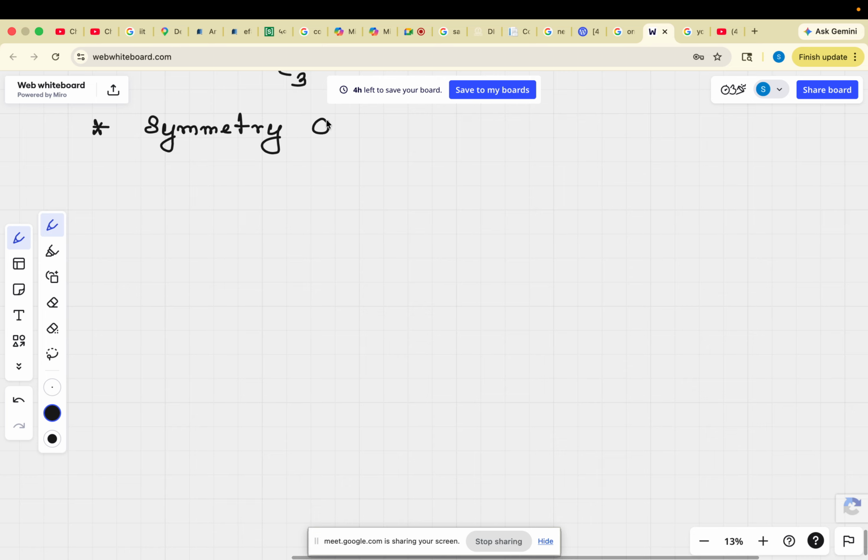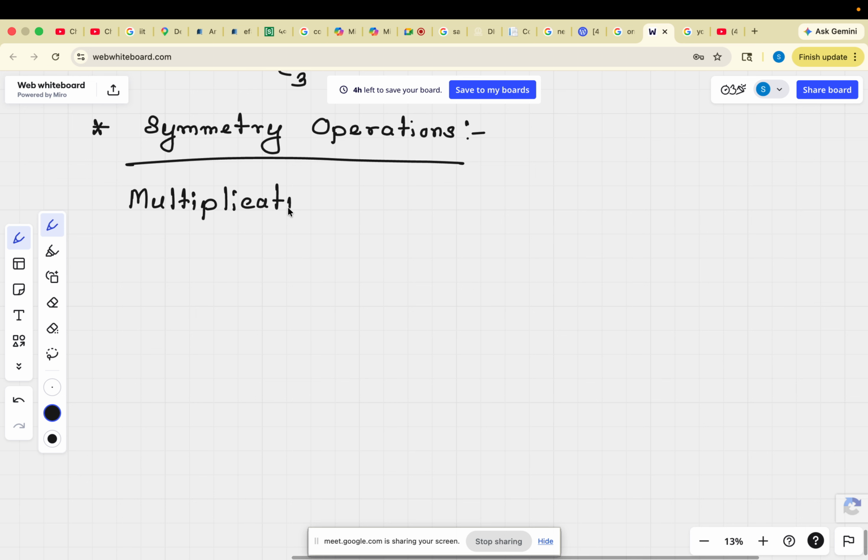Write down symmetry operations. First of all we will do multiplication. Multiplication means this C2z into sigma yz. Suppose I am doing this C2z into sigma yz.